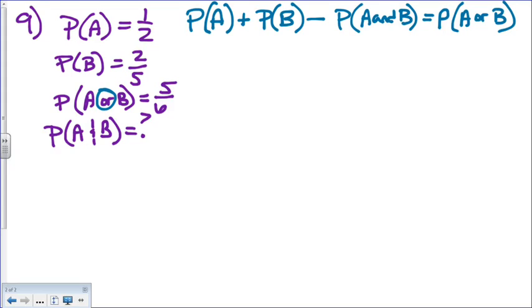So again, what we do is we plug in what we know, given to us. The probability of event A is 1/2. The probability of event B is 2/5. The probability of A and B happening, we don't know, so I'll call this Y this time. And the probability of event A or B is 5/6.